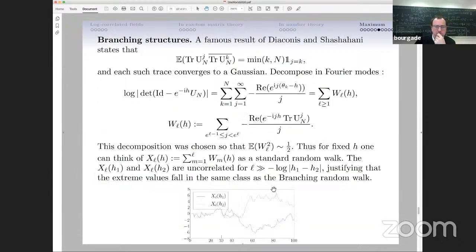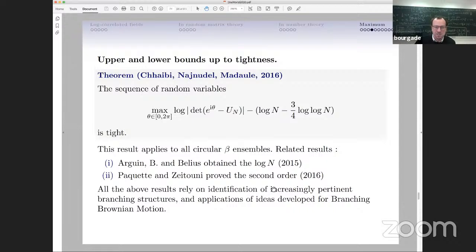I think I will not have time to go to zeta, so I will just mention for this result, because Louis-Pierre has talked about zeta anyway, so for this random matrix result, what kind of branching is there, and what is the main idea behind Bramson's method?